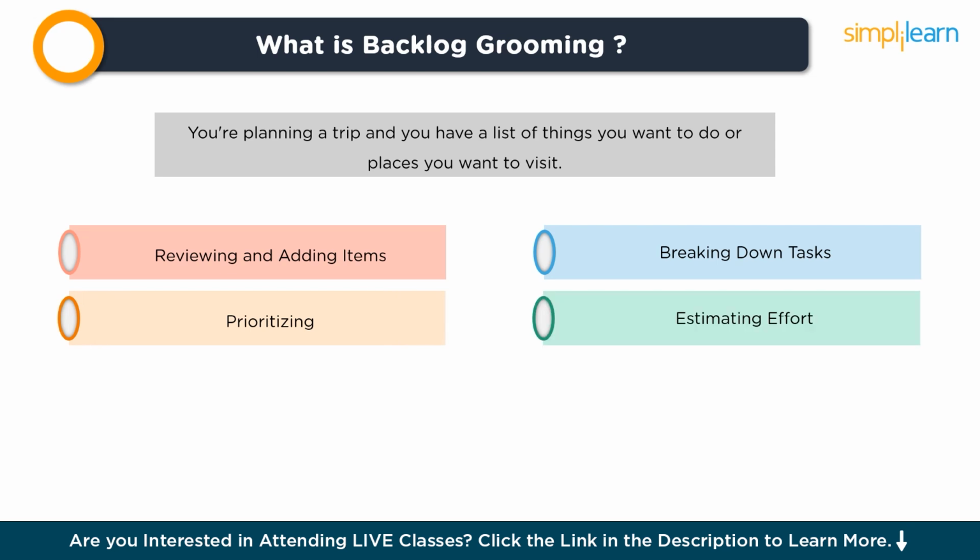Estimating effort. It's important to have an idea of how much time and effort each task will take. During backlog grooming, you might discuss and estimate the effort required for each item. This helps with planning and resource allocation, ensuring clarity. Everyone involved in the project should have a clear understanding of what each task entails. Backlog grooming provides an opportunity to clarify any doubts or questions about the items on the list.